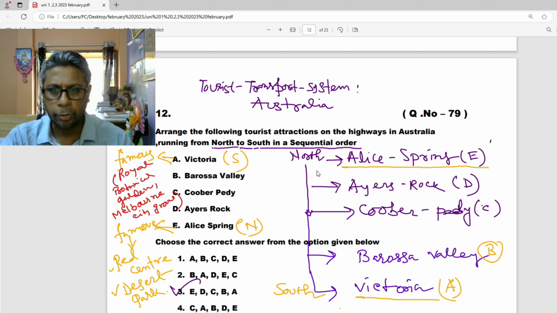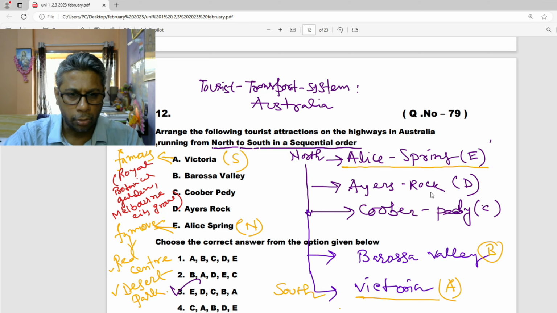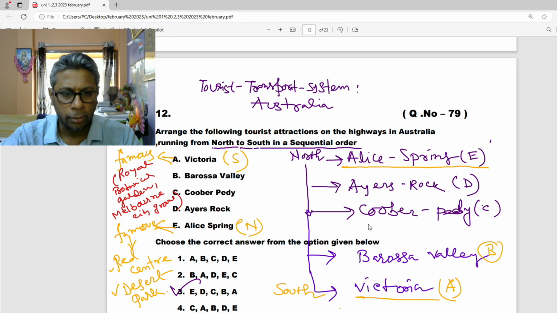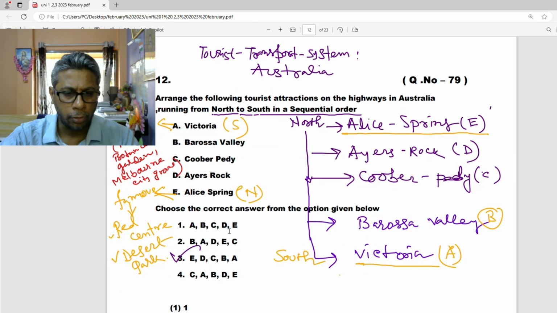So the correct sequence: Alice Spring E, Ayers Rock D, Coober Pedy C, and Barossa Valley is B, and finally A South Victoria. So option number 3, EDCBA, is the correct one.